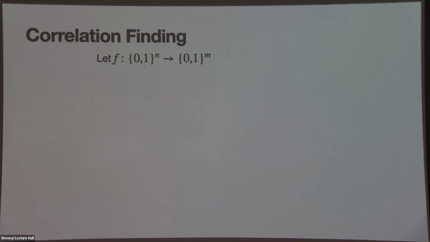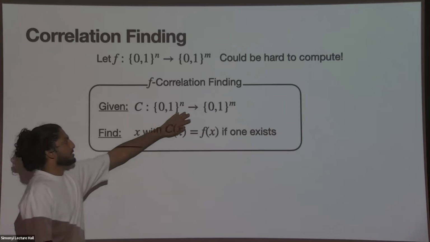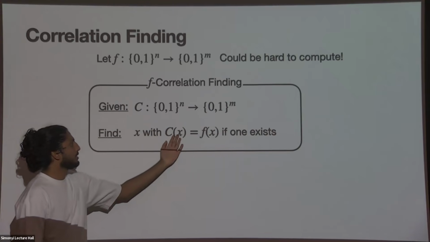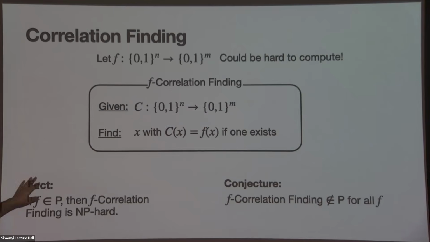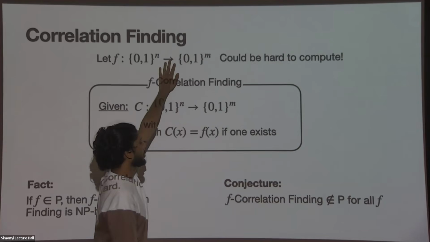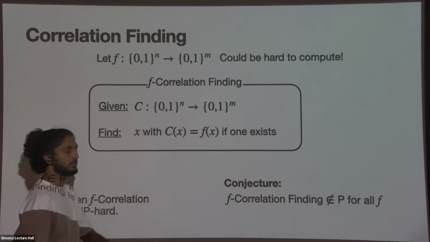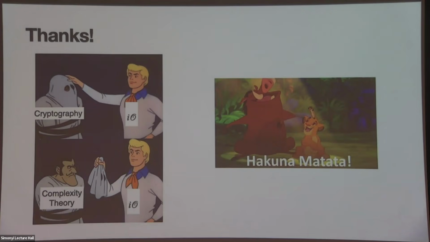And then another problem is this correlation finding problem. Let's say there's a function f that maps n bits to m bits. Maybe it could be hard to compute. You're given a circuit C that maps n bits to m bits, and you want to find an x such that C of x equals f of x. Don't worry about this, but my conjecture is that for every possible f, even ones that are hard to compute, f correlation finding is not in P. But I don't know how to show that. We'll reduce it to some complexity assumptions. And if you could do either of those things, it would have some nice crypto applications. So thank you guys very much.